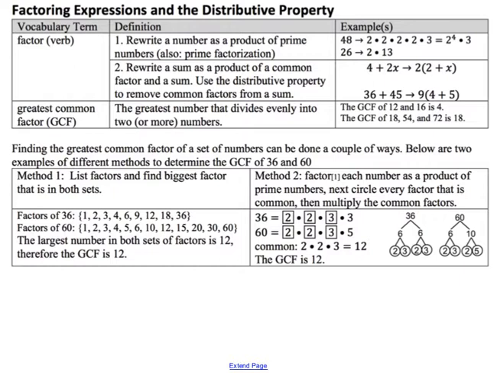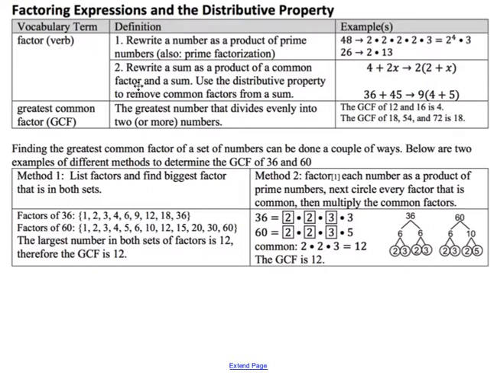Factor, the verb, means to rewrite a number as a product of prime numbers, also known as prime factorization. This is where you do the factor tree thing, which is shown down here. 48 could be rewritten as 2 times 2 times 2 times 2 times 3, or 2 to the 4th times 3. 26 could be rewritten as 2 times 13. It's written as numbers multiplied together.